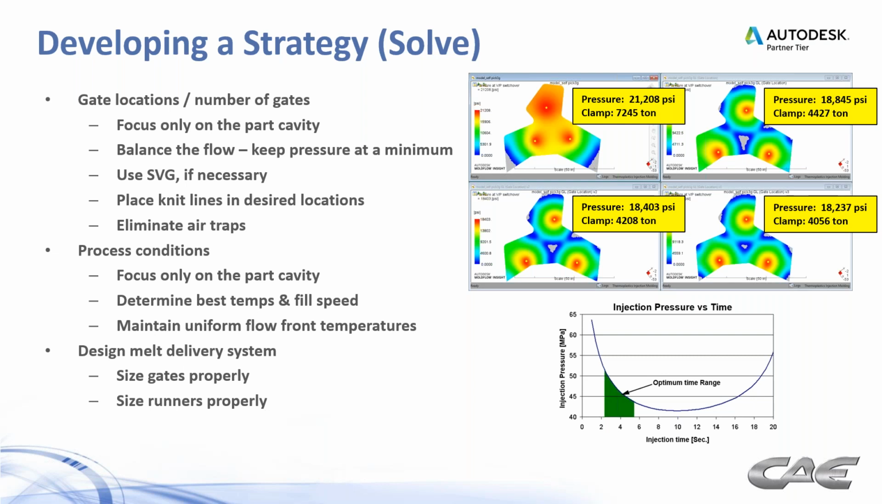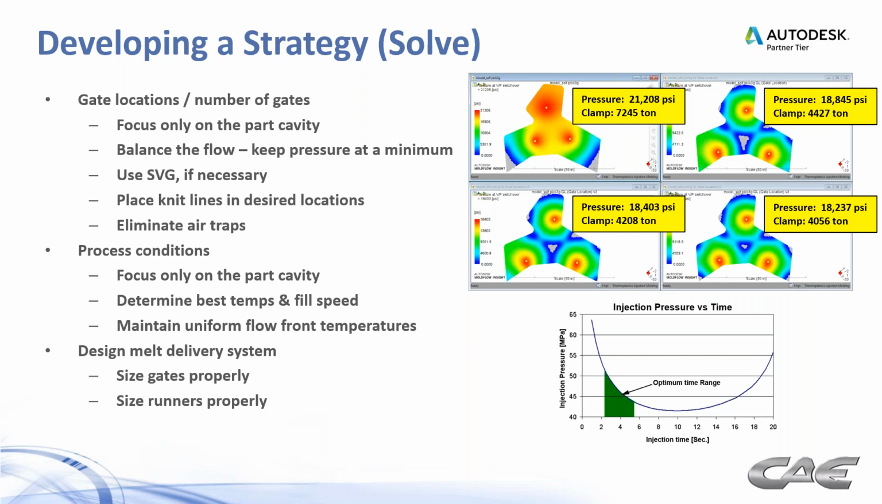But in any case, one of our goals is to try to balance the flow as much as we can, because it helps us to keep pressure at a minimum. And like I said, we're going to use valve gate sequencing if necessary, or if it's in the tooling budget. We're going to move gates around until we get the knit lines where we want them, and we're going to try to eliminate air traps as much as we possibly can. So that's what's involved in locating our gates. Get the right number, get the right location, so we get the right filling pattern at the minimum pressure and clamp force that we possibly can.